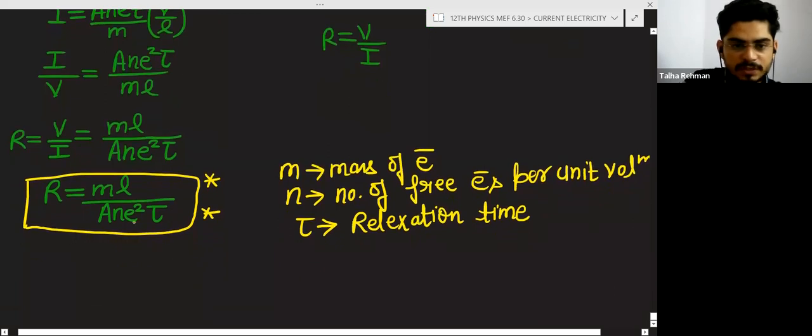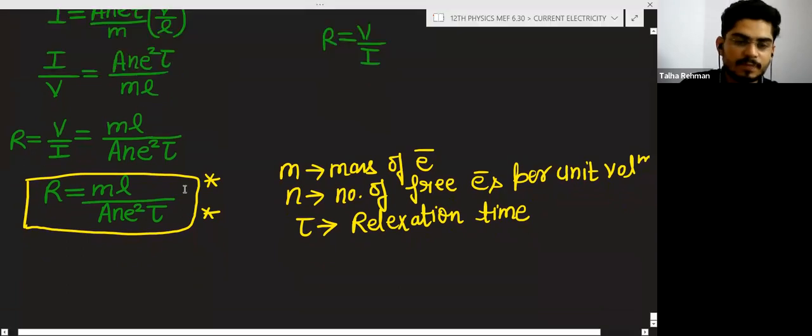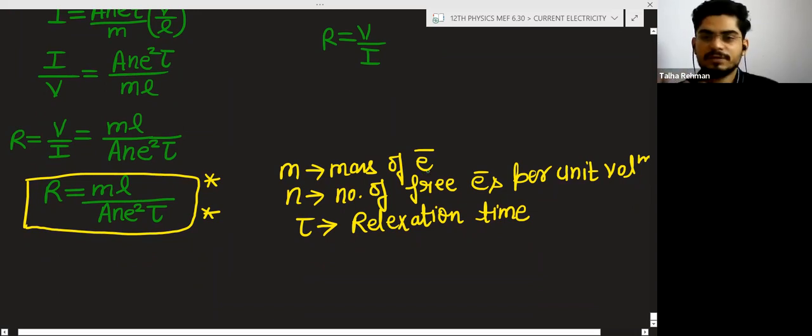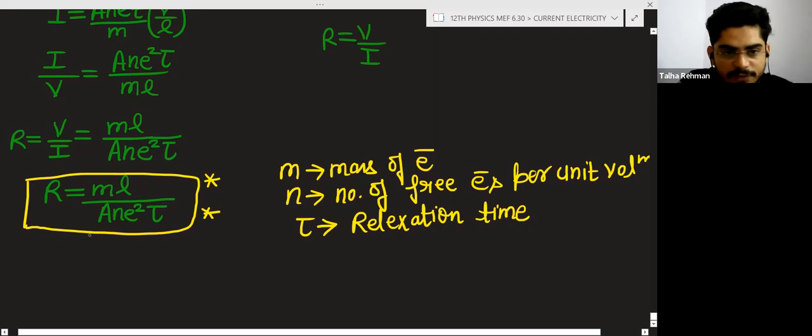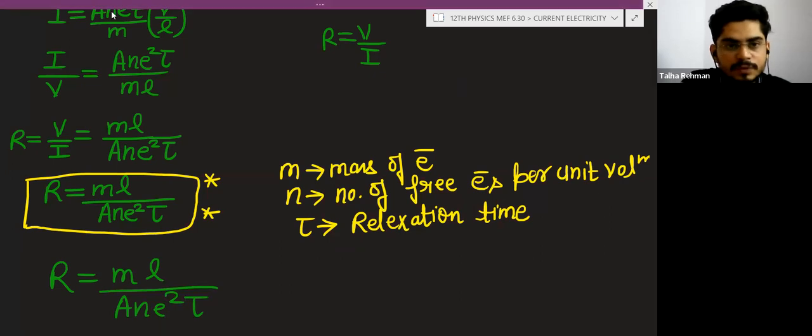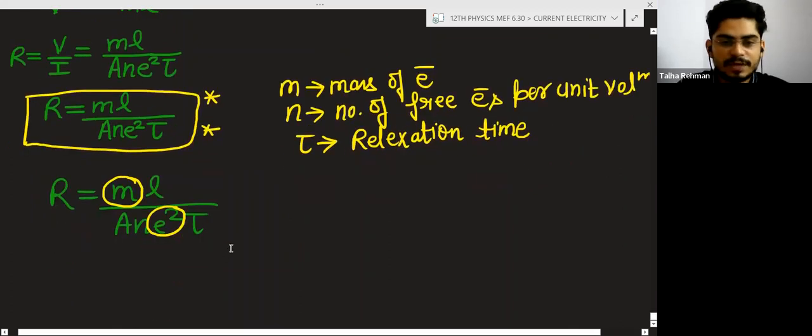So from the equation of resistance in the microscopic form, we can say that m is the mass of electron, and the mass of electron will never change. And the charge on electron, see here, R is equal to ml divided by ne square into tau. This mass of electron and this charge of electron will be the same always, cannot be changed.